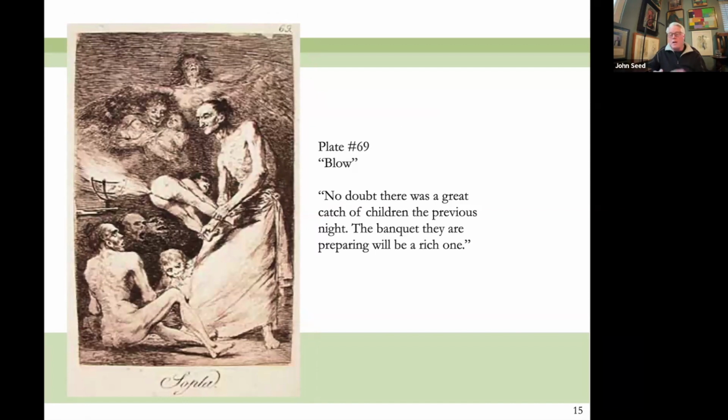Witchcraft was another topic of the Caprichos. In this one called Blow, you can see what's happening, that a haggard, topless witch is using a child who's farting as bellows, the best description I can give. And there is a sarcastic kind of inscription on the next page. "No doubt there was a great catch of children the previous night. The banquet they are preparing will be a rich one." And there were, of course, public figures that used imagery of witchcraft like this to spread fear.